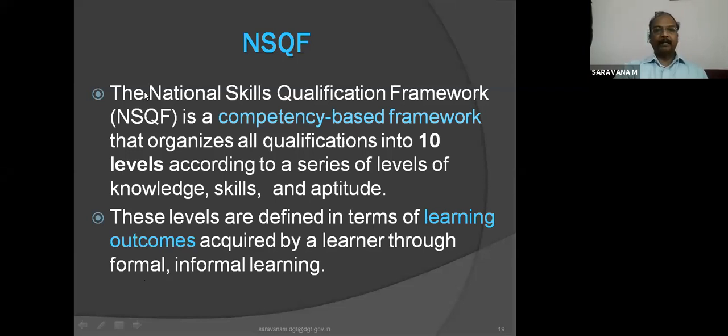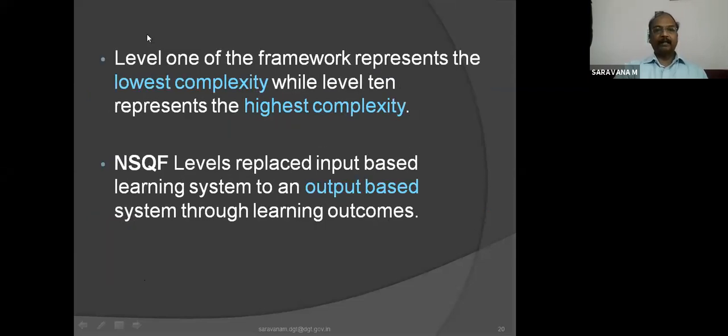And level 1 of the framework represents, this is about the NSQF levels, level 1 represents the lowest complexity, while level 10 represents the highest complexity. I hope everyone knows about our NSQF. There are a number of films in English as well as in Hindi. There is very good information about NSQF on the internet, and films also, on what each level is for, and how the levels have been classified.